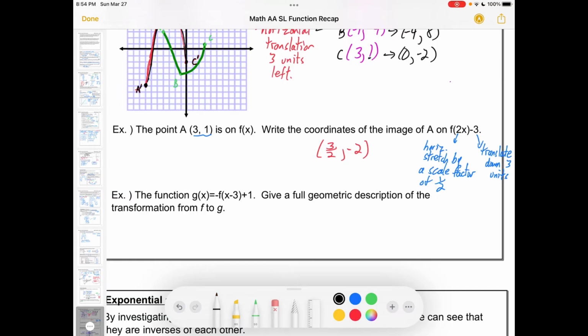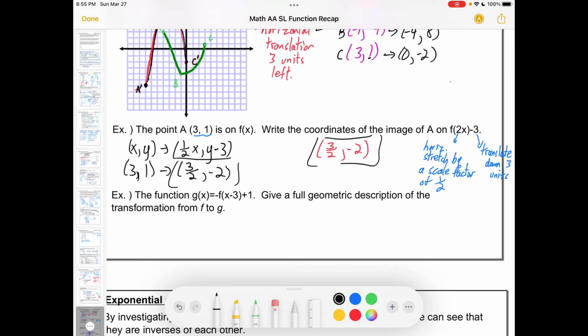If you wanted to build a mapping rule out of this, you certainly could. You'd be told that you're getting half of x, so that's horizontal stretch by a scale factor of a half, gets half as big, and y minus 3. If you plug in that original point, that would give you 1/2 times 3, or 3/2, and 1 minus 3 is negative 2. Okay. Same answer whether we do it by inspection or just imagining it, or whether we do it with the mapping rule. Alternately, you could just draw the grid and do it that way.